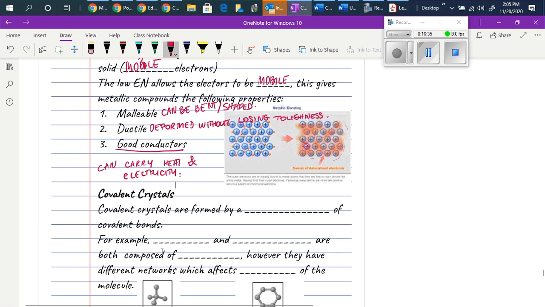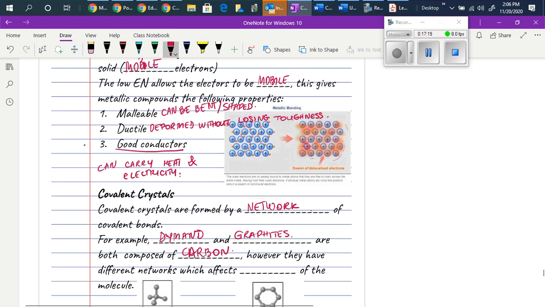Covalent crystals are formed by a network of covalent bonds. For example, diamond or graphite. They are both composed of carbon. They have the same composition. The base of both is carbon.